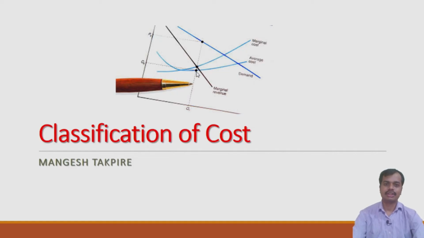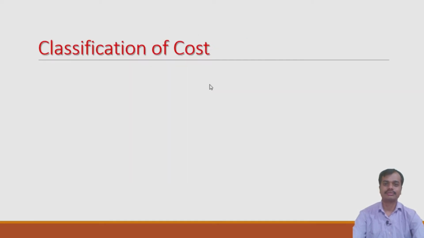Hello friends and welcome. In this video we are going to see classification of cost. Classification of cost is the arrangement of the items of the cost in logical groups having regard to their nature or purpose. Items should be classified by one characteristic for a specific purpose without ambiguity.